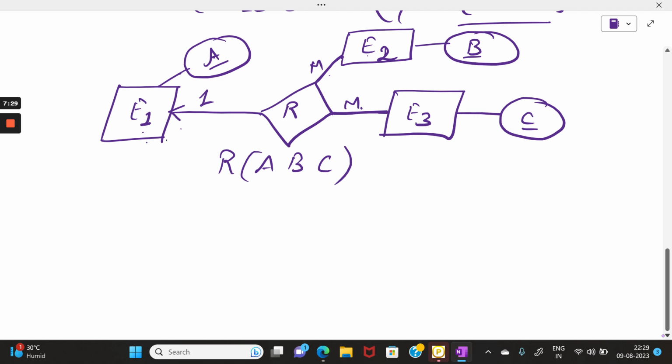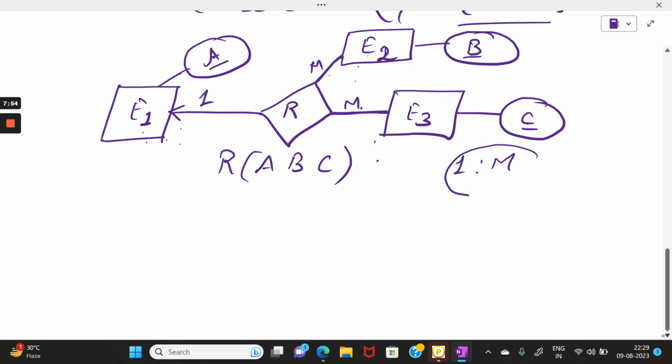Like A1 is related to B2, B1. A1 is related to B1, C1, C2, like so. So there will be repetition of A1 here, okay? But there won't be repetition of B1 or B2. Like B1 will be 1, B2 will be 1, okay? In short, it is a 1 to M mapping.